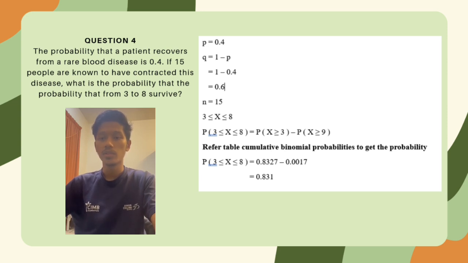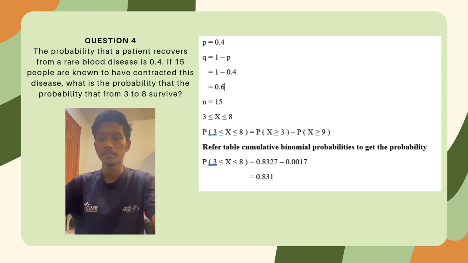So to get the probabilities, we need to refer to the table of cumulative binomial probabilities. And by referring to this table, we can get 0.8323 minus 0.0017, which equals 0.831, which is the probability for 3 to 8 people to survive the rare blood disease.